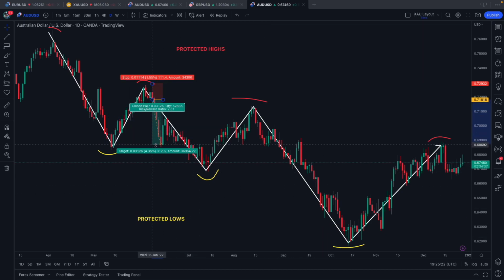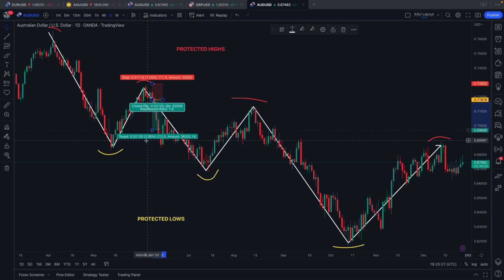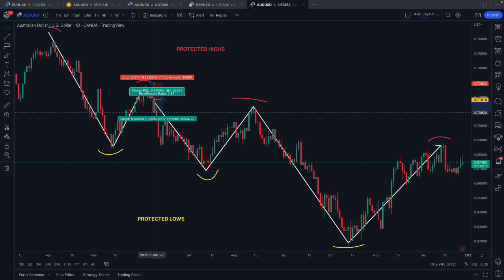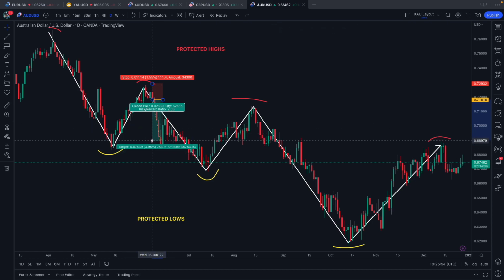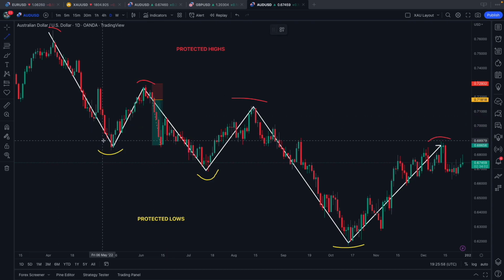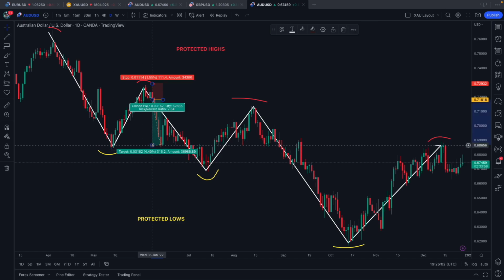Now again, the question will come, well, where do we put our take profit? I always, with a bearish position, so with a selling position, set my take profit at the previous structural low. So just here, for example, if this is the structural low here, we want to ensure that our take profit is set just above that so it's safe.